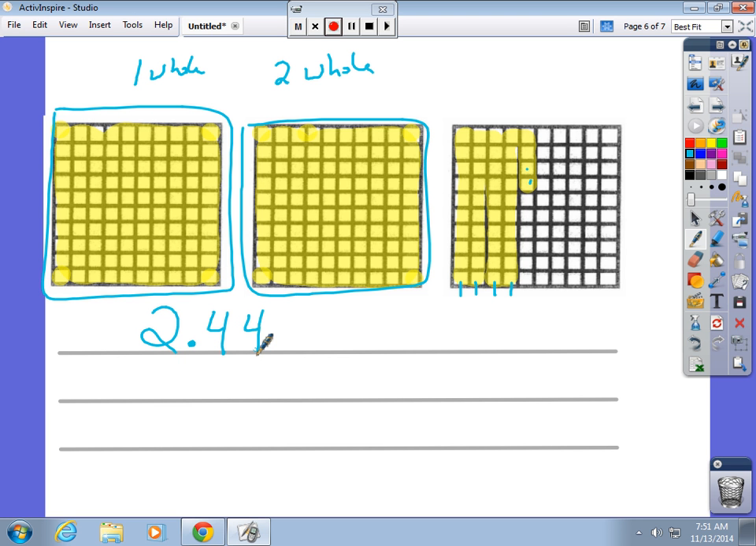If I wanted to write that as a fraction, it would be 2 and 44 over 100. So 2 and 44 hundredths would be as a fraction. That one got a little goofy on my words there. I do apologize. 44 out of 100. So 44 is your decimal, and then 44 out of your 100 is your fraction.